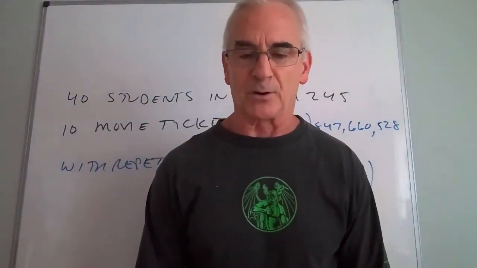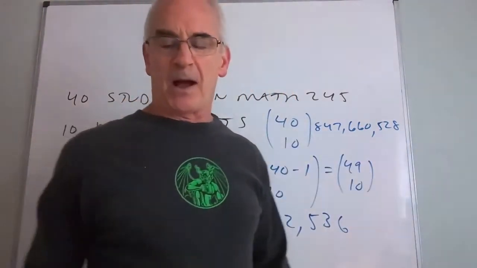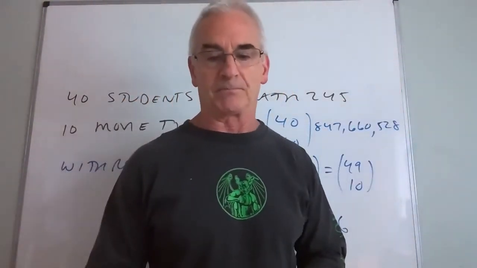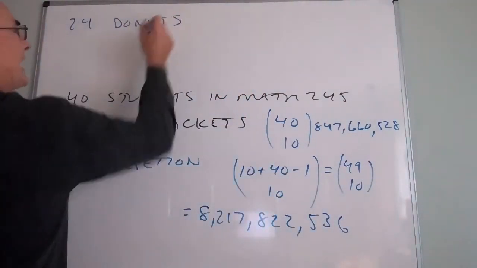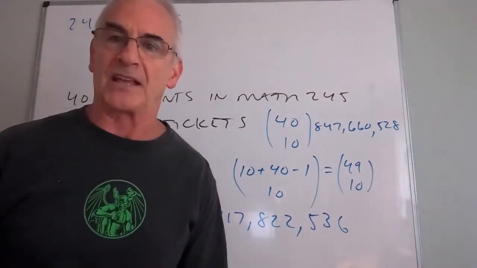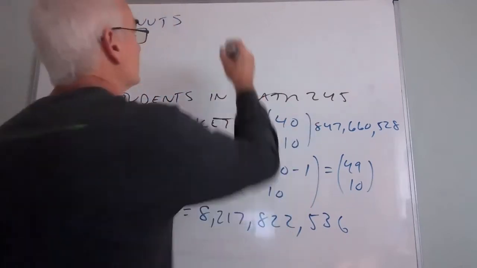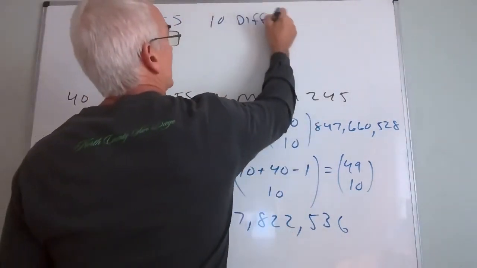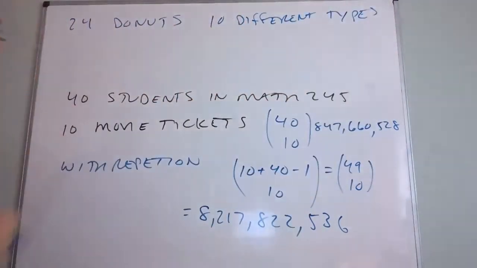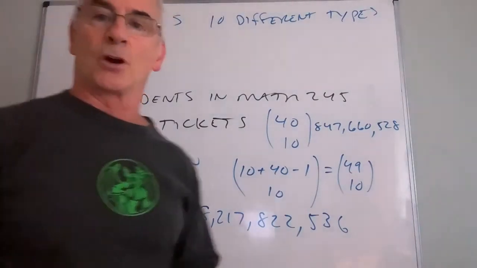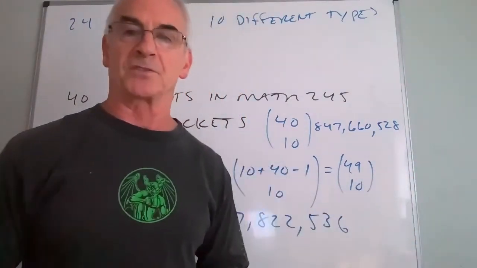So I'm going to go to Krispy Kreme and let's just say I want to buy 2 dozen donuts. I'm going to get 24 donuts. I have no idea how many different donuts they have there, so let's just make up a number. Let's say there are 10 different types of donuts. And I want to bring 2 dozen donuts home to the family, to friends, whatever.